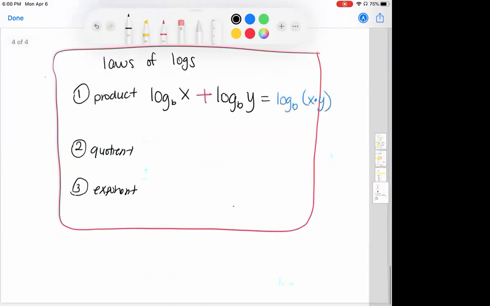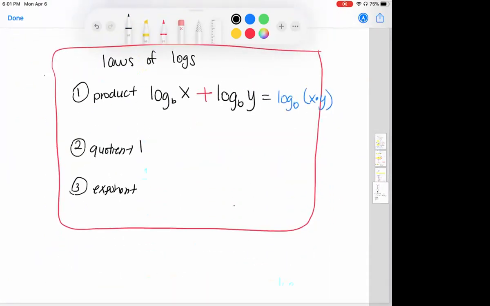So very similar, but instead we have a minus. So I have log base b of x minus log base b of y equals, I can write it with one log base b of the first, which is x, divided by my second, which is y. It's my quotient rule.